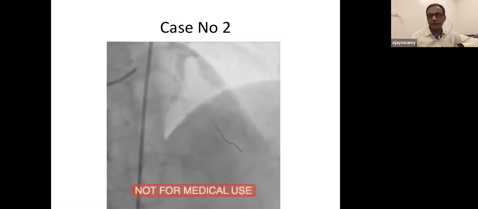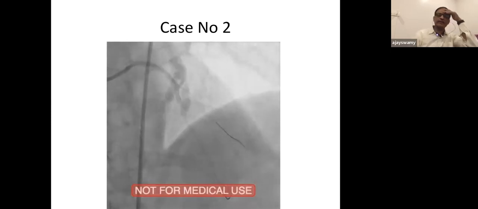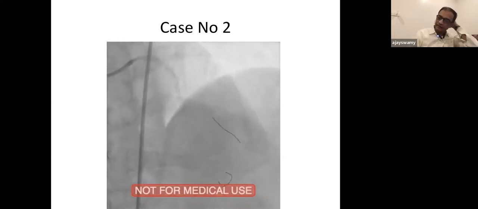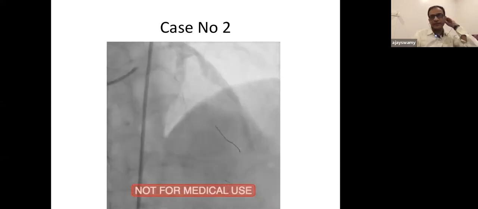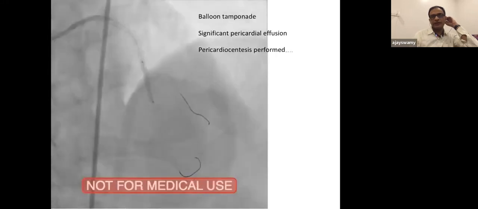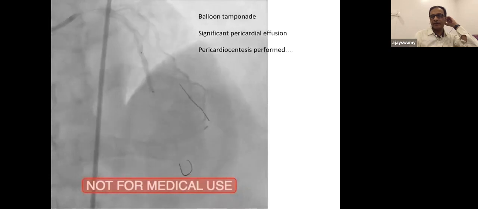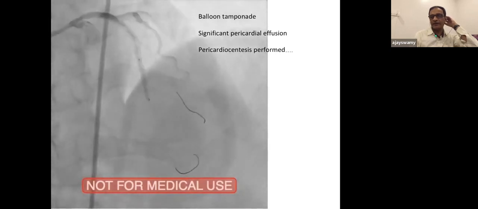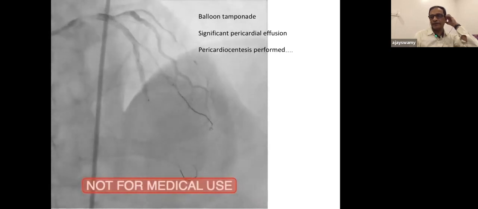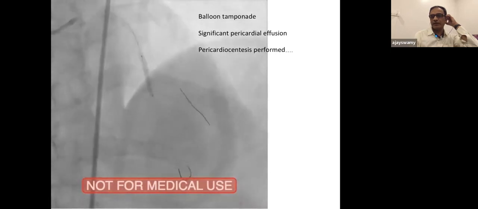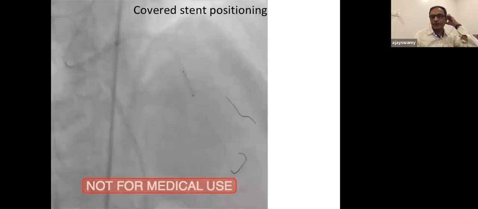This is the second case who had an ELLIS type 3 perforation, and this was extremely large, and the patient's pressure immediately dropped. It was absolutely free, and initially, the first step was balloon tamponade. There was a pericardial effusion. Even in this step, you can see the difference between the outer border of the heart and the pericardium. It's quite significant even on the angiogram.